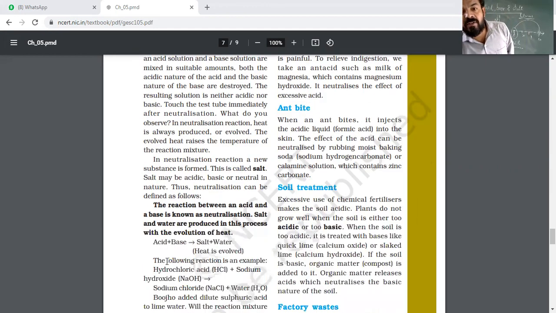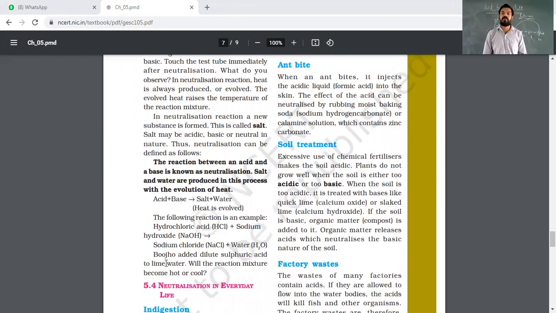Soil treatment, as I already discussed in the previous classes. Whenever you continuously use different kinds of fertilizers, problems of acidic and basic nature will occur in the soil. If the soil is acidic, you have to apply calcium oxide, and if the soil is basic, you can apply compost, which I already taught you how to prepare.